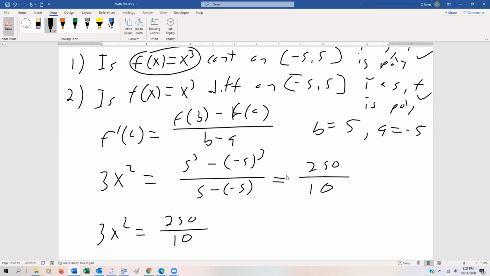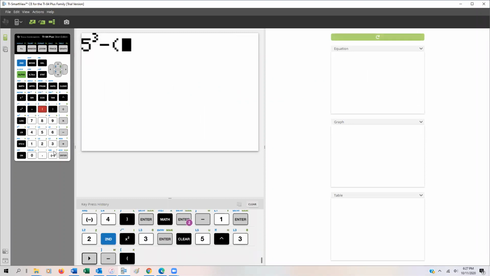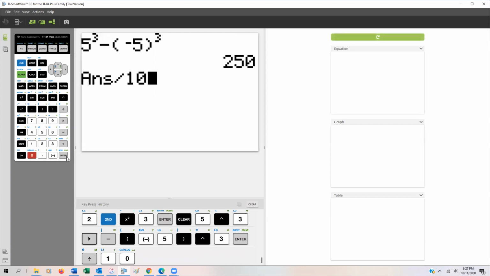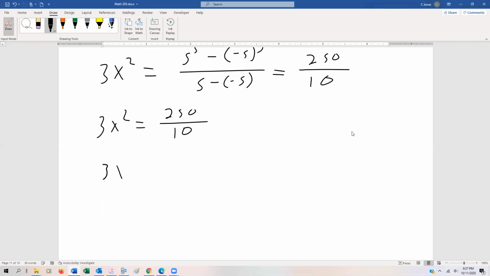But let's just verify that value. Okay, let's just go into our calculator, and we're going to take 5 cubed minus -5 cubed. Right, and that should be 250, which it is. We divide it by 10, and that's going to give us 25. All right, so that's pretty easy. So we get 3x squared is equal to 25.